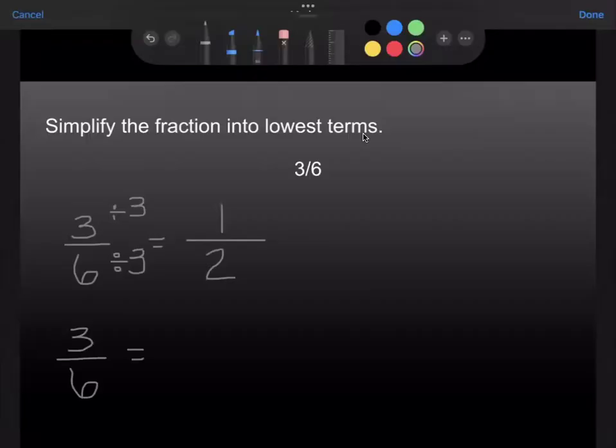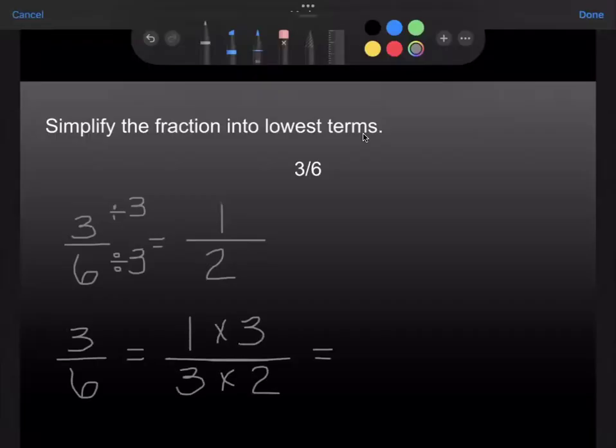Here is another way you can look at it. If finding numbers that you can divide numbers by is difficult, then you can think about multiplication. So when I look at 3, I know I can get 3 by multiplying 1 times 3. I can also get 6 by multiplying 3 times 2.